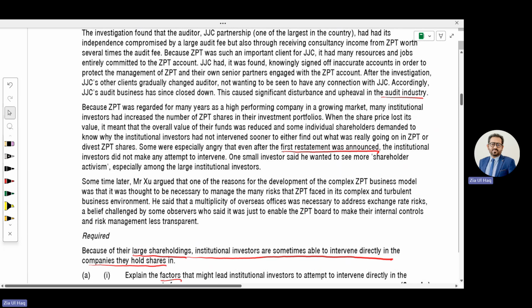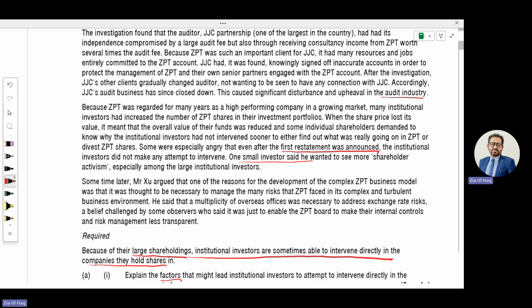So some were especially angry that even after the first restatement was announced, the institutional investors didn't make an attempt to intervene. One small investor said he wanted to see more shareholder activism, especially among the large institutional investors. There was no shareholder activism.